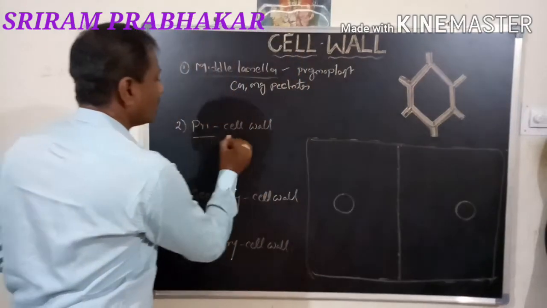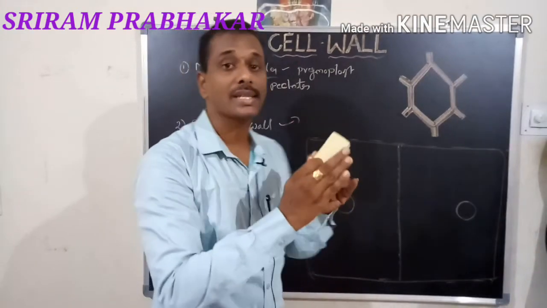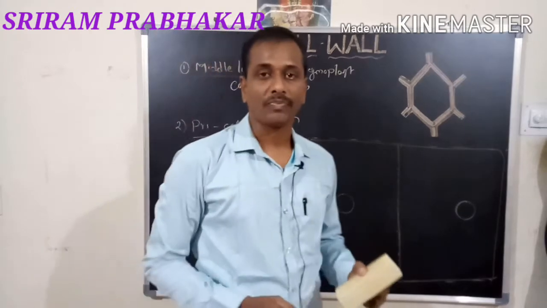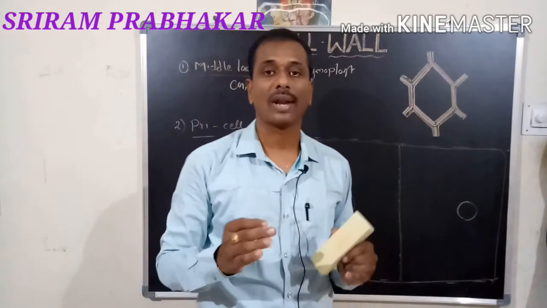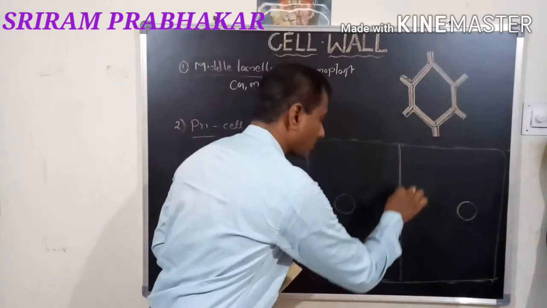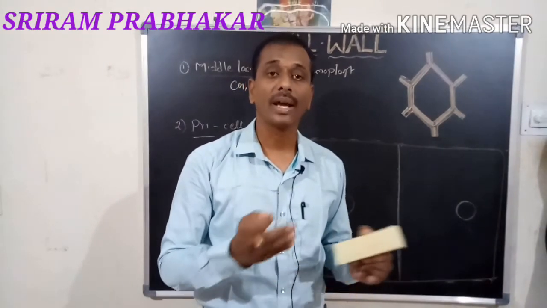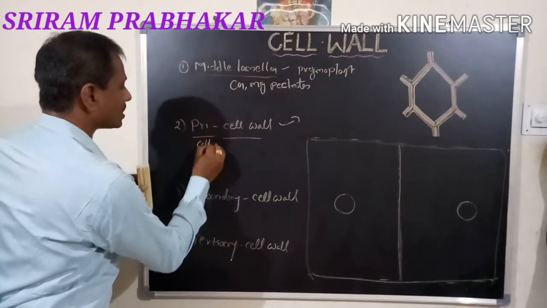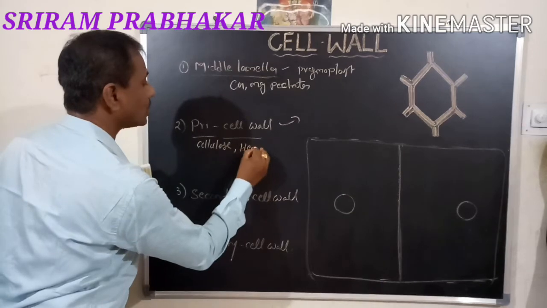Then second one. Now we are discussing the wall. This is not a wall, it is a separating structure. Now the primary wall. The first wall which is formed in the cell is called the primary wall. The primary wall is formed due to the deposition of chemical compounds. Those are cellulose and hemicellulose.